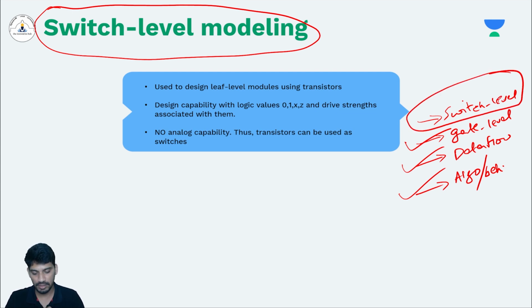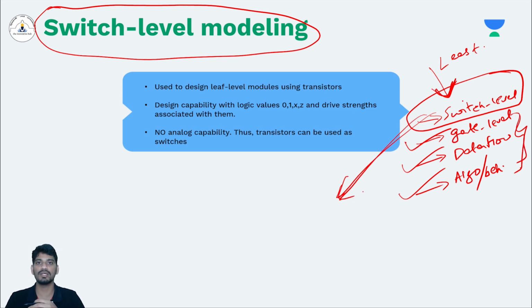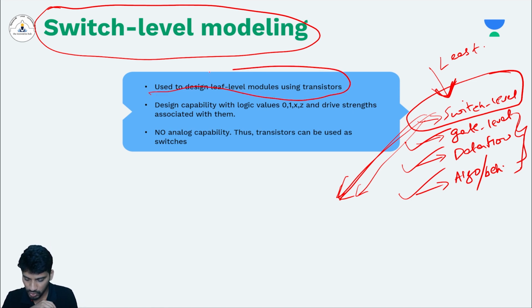Among these 4 abstractions, the switch level modeling is the least abstraction, or you can say lowest abstraction. Why? Because here in switch level modeling, you have more control over your circuit compared to all the other modelings. But writing complex functions using switch level modeling is difficult because you have to define every design parameter, every design flow in terms of switches, which is a very tedious job. But you should know how to design a complex circuit using switch level modeling. So it is used to design leaf cell modules using transistors, right?